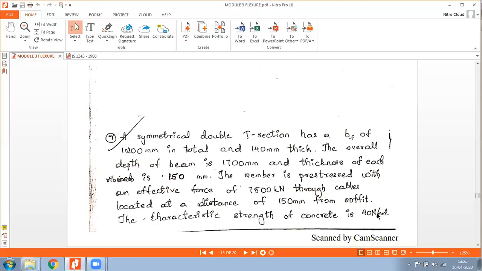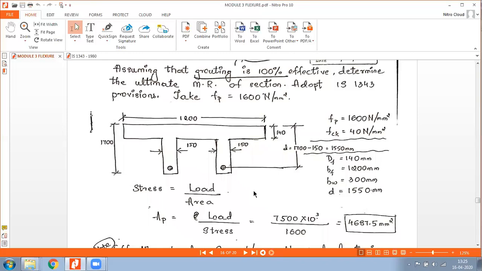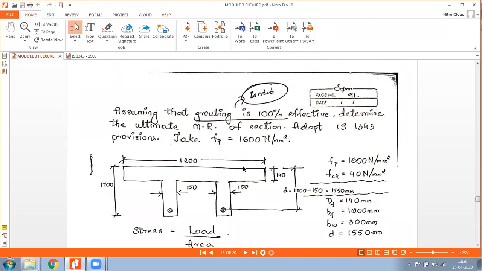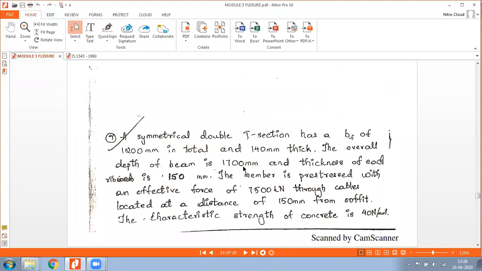In this problem, he has not given the stress in the steel. He has given the force in the steel, that is effective force in the steel. But we need to calculate the stress. Stress is equal to load by area. Area is equal to load by stress. Load is 7,500 kilonewton. Stress 1,600, it is given as Fp. Then we can calculate the area of pre-stressing steel as 4,687.5 mm square. Now we need to look which type of bonding it is.